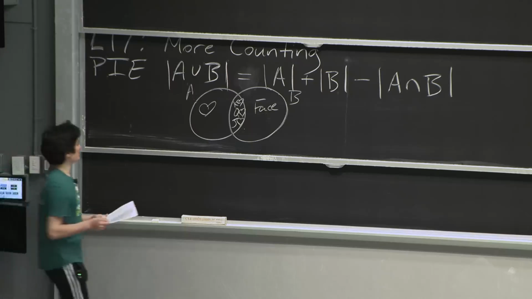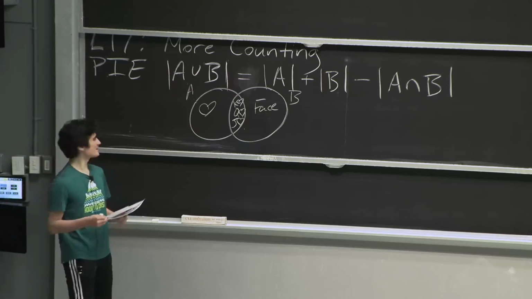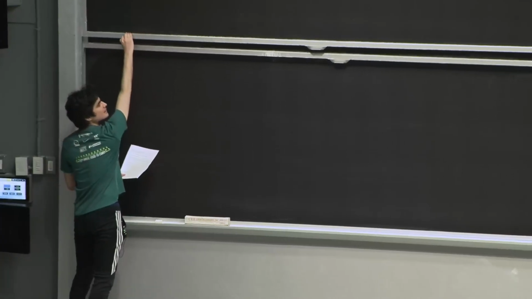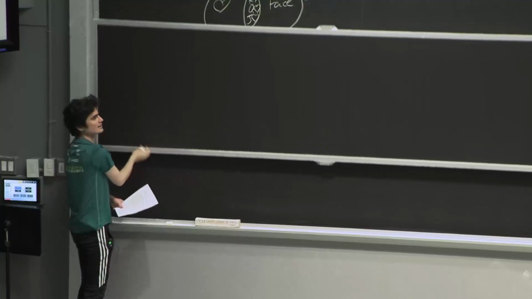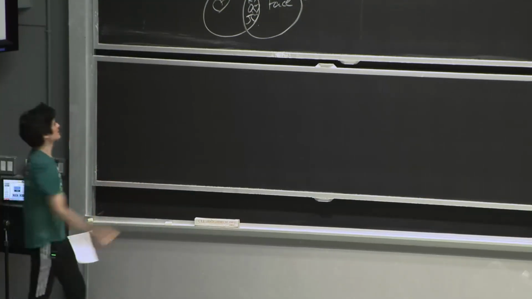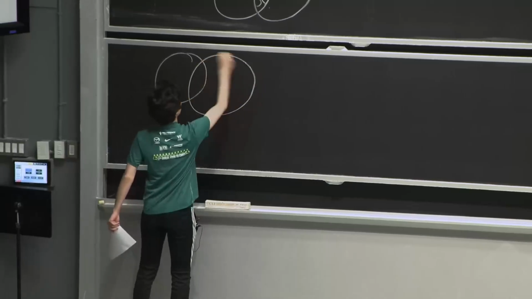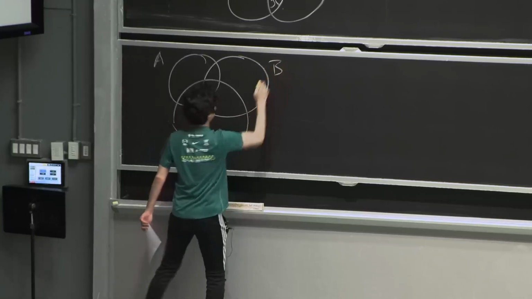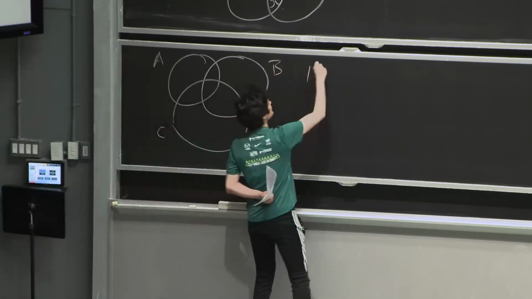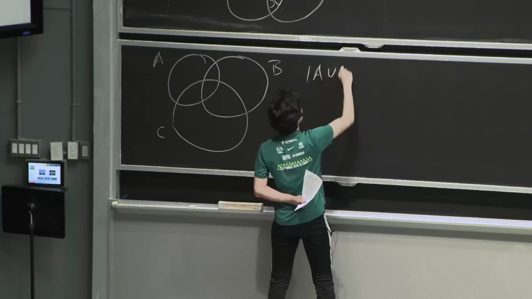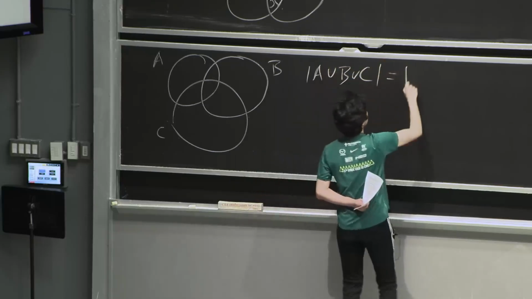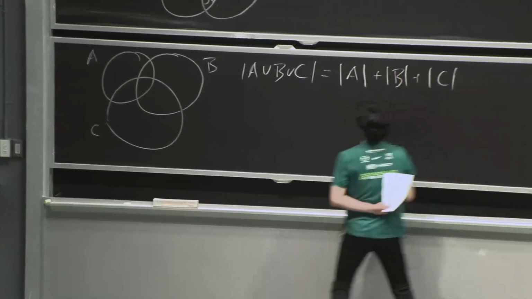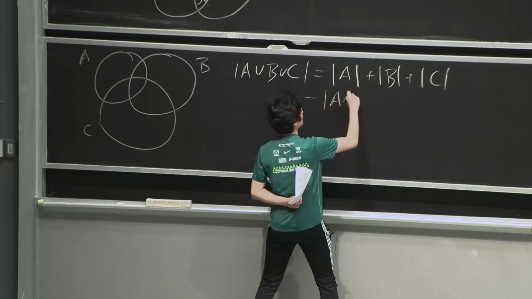Okay, so what happens if we have 3 sets? Any ideas? Well, can we do something similar? So let's draw a 3-way Venn diagram this time. Okay, so we've got A here, B here, C here. So is it true that A union B union C is equal to the sum of the individual sets minus the pairwise intersections?